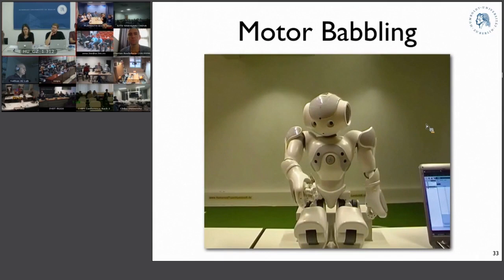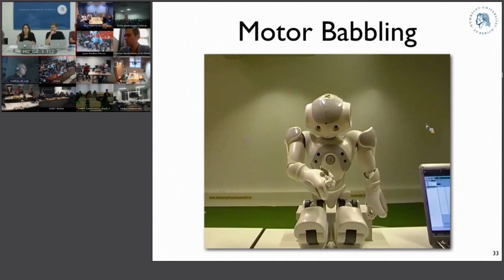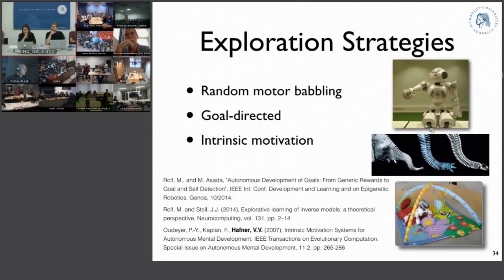And for such a quite simple robot with a low number of degrees of freedom, it's enough to do completely random motor babbling for a few minutes, and eventually you've covered the whole sensory motor space by doing that. But if you have a more complex robot, that won't work. So it would take you ages to explore the whole sensory motor space, especially if you have a soft robot with many, many degrees of freedom and nonlinear behavior.